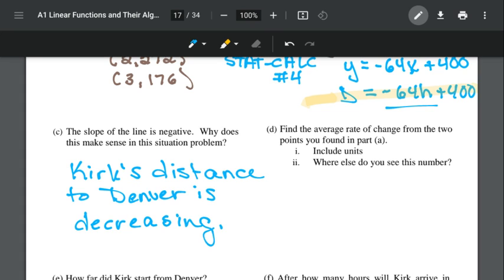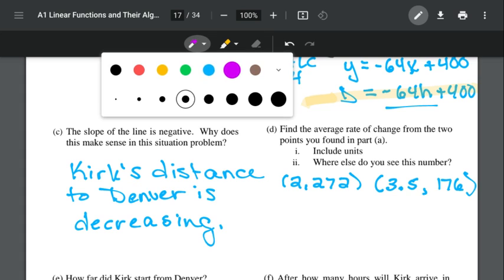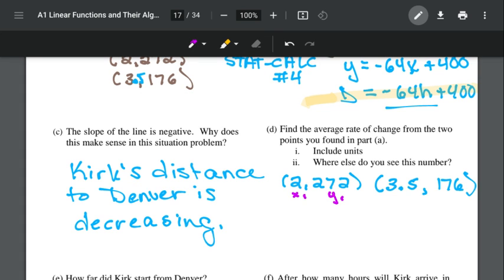Now, using our algebra and arithmetic skills, we're going to find the average rate of change from the 2 points we found in part A. So that is (2, 272) and, oops, 3.5, sorry, I wrote that point wrong: (3.5, 176). My bad. You're probably like, what the heck is she doing? So this is x1, y1, x2, y2. So our slope formula, remember, because that's average rate of change, is y2 minus y1 over x2 minus x1. Pause the video, try to do slope on your own and see if yours matches mine.